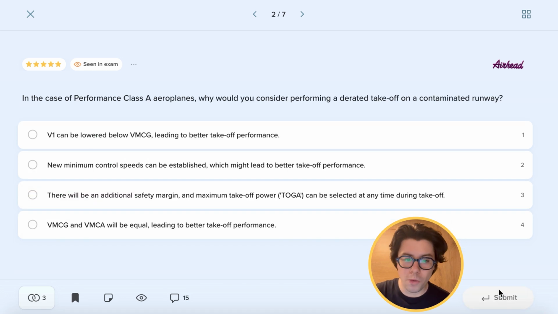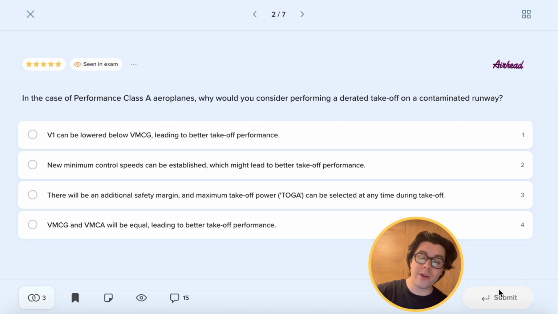For question number 2, in the case of performance class A airplanes, why would you consider performing a derated takeoff on a contaminated runway? So this is also a good opportunity to revise the difference between derating and flexible takeoff. In the case of flexible takeoff, we trick the engines into thinking that it's hotter outside than it actually is, so the maximum power is limited. However, the TOGA, or takeoff go-around power, is always available for the pilots.